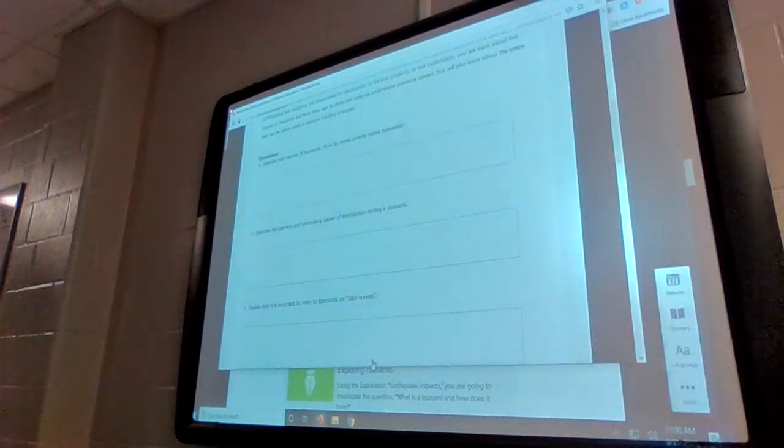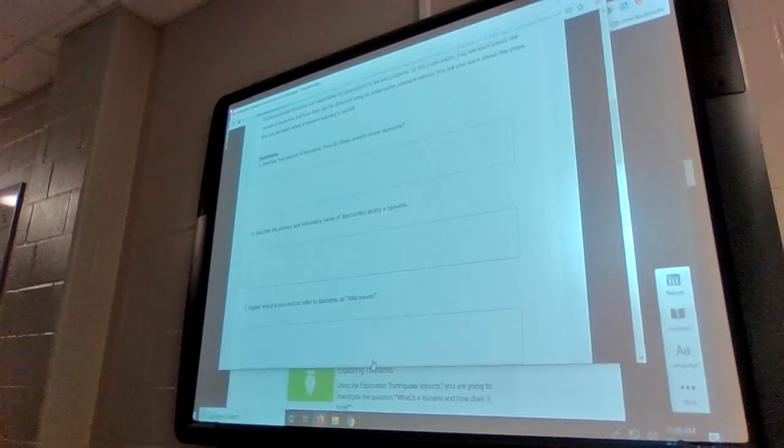So number 1, just give one of those 3: earthquakes, underwater volcanoes, or landslides, and make sure you point out that the change in the seafloor elevation, or the height of the seafloor, is what causes a tsunami.